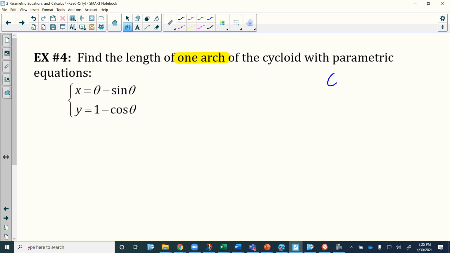Here, one arch is usually going to be considered from 0 to 2 pi. That's what one arch is.